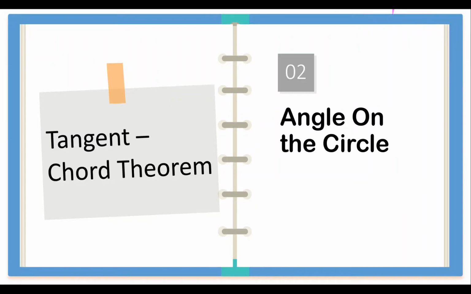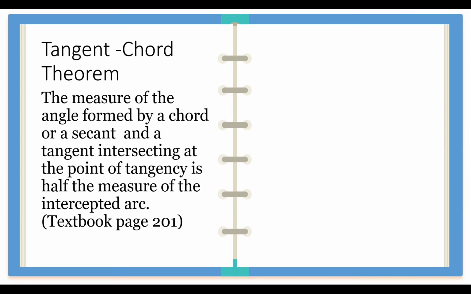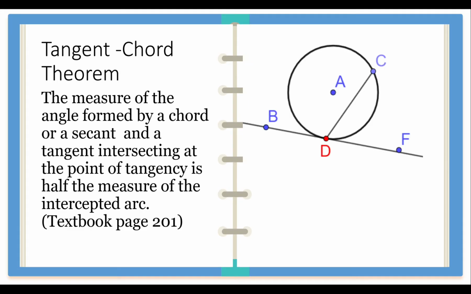Good day, everyone. Our concentration is on the tangent chord theorem, also known as the angle on the circle theorem. Statement of the theorem: the measure of the angle formed by a chord or a secant and a tangent intersecting at the point of tangency is half the measure of the intercepted arc. Let us take note of the illustration at the right.